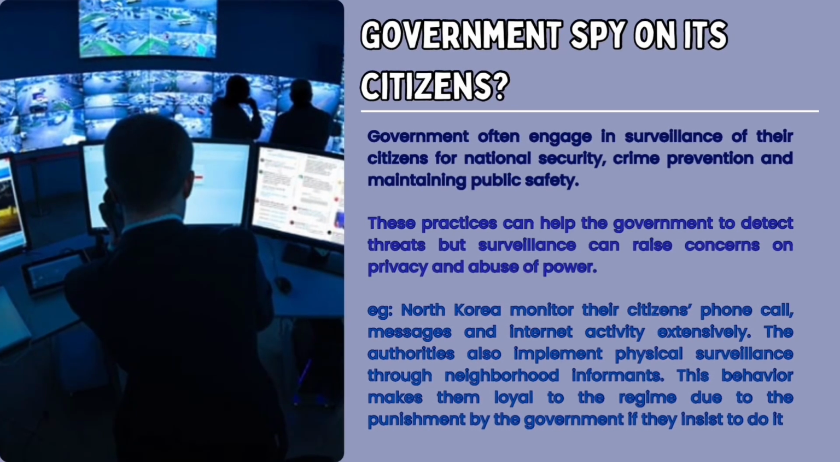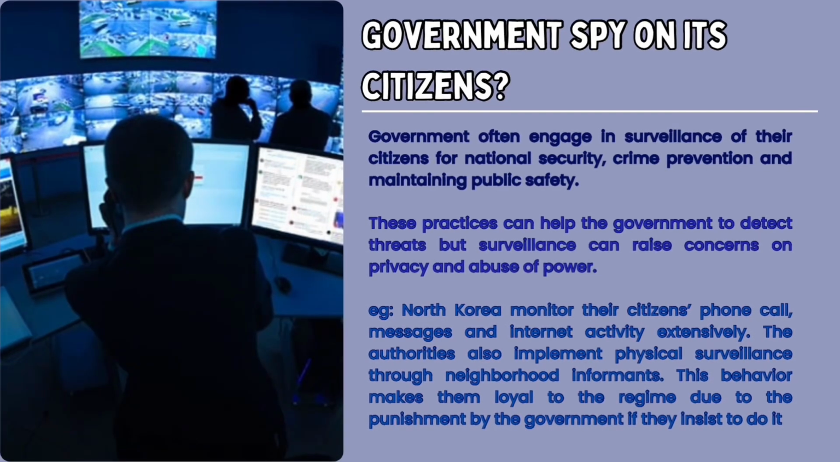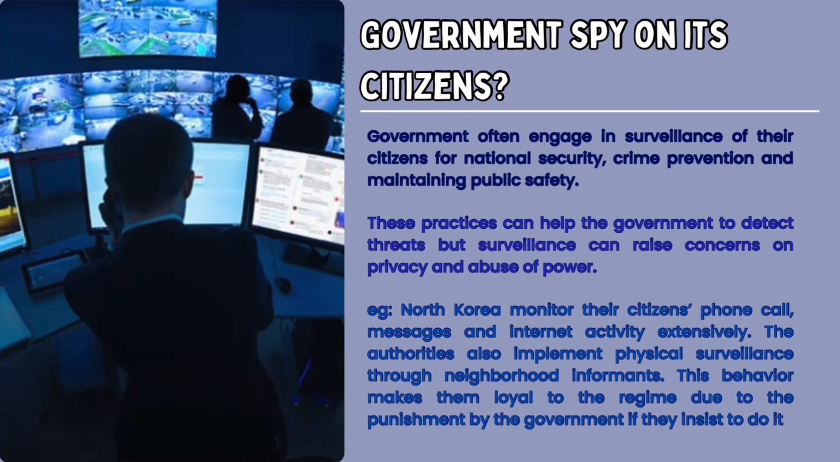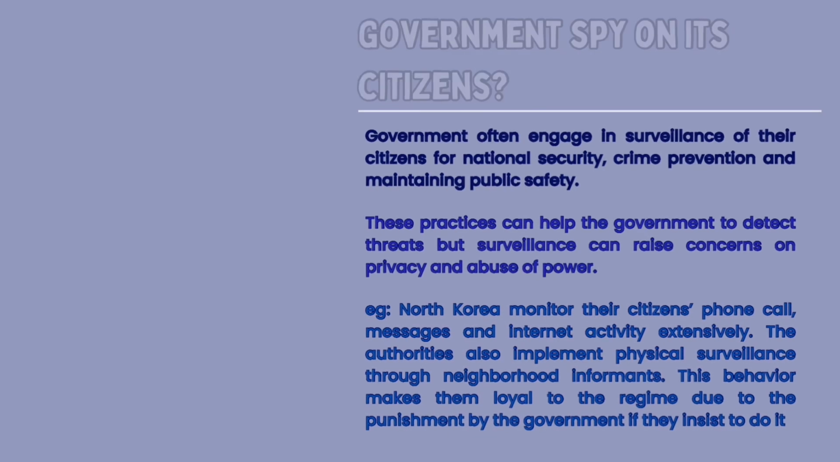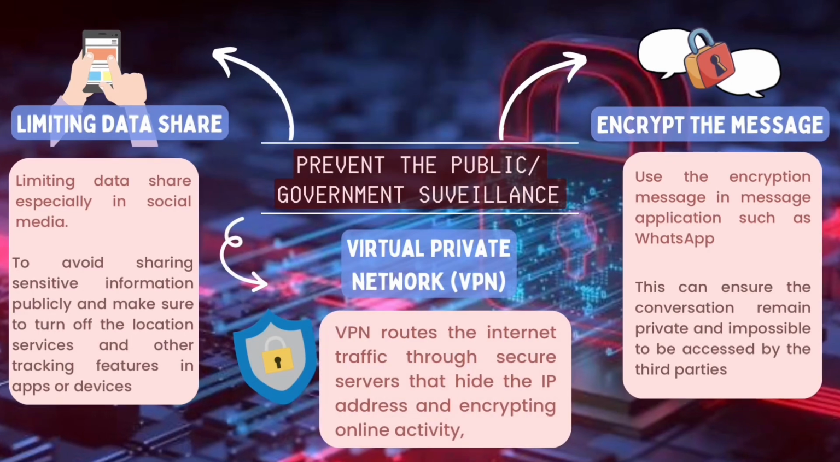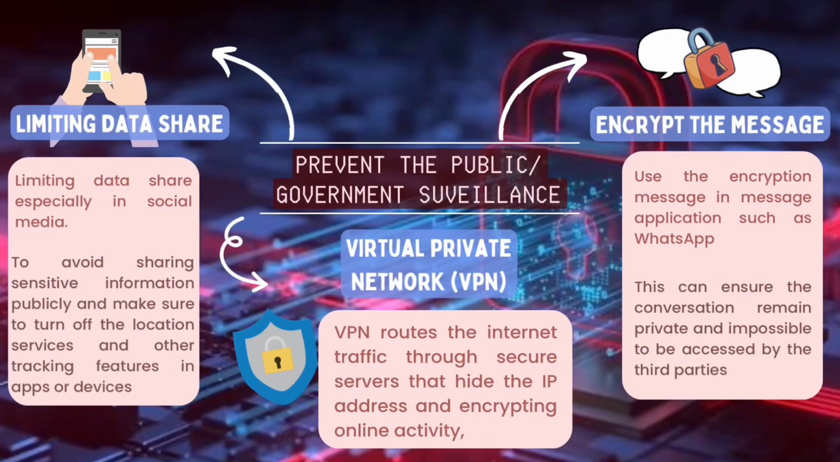Other than that, abuse of power also can be one of the ethical issues. Without a clear oversight, the surveillance can be misused for political or social control and harassment, like in North Korea. There are a few steps that can be taken to prevent government surveillance.